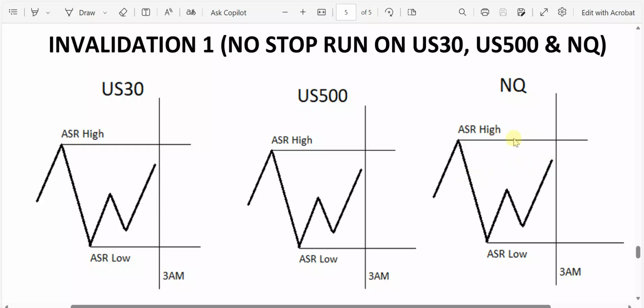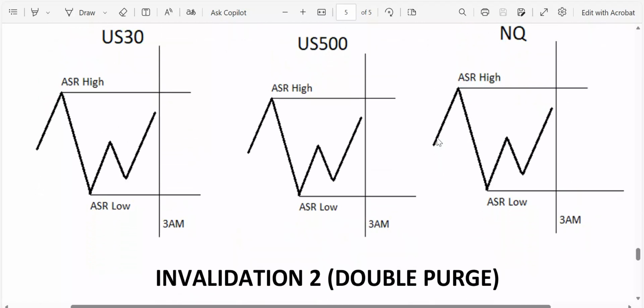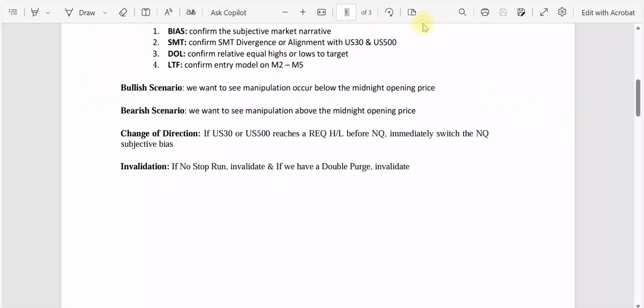I wouldn't want to place a sell entry on NASDAQ. I would call it a day, because I would be exposing my capital. So take note of that. Then the final invalidation criteria is if we have a double page, invalidate. So I'm just going to illustrate that here.